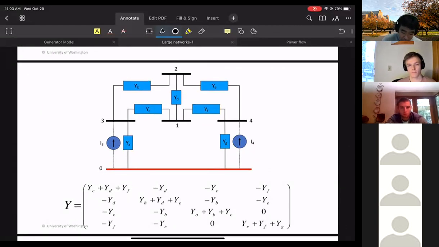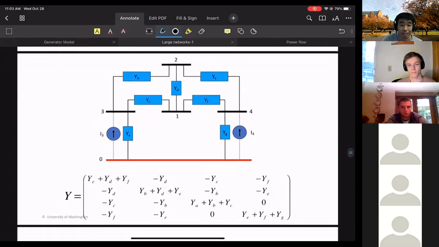So if you look at this Y matrix, you should notice something, right? What is special about this Y matrix? Well, it's got symmetry. It has quite a bit of symmetry. Namely, the diagonal term is the sum of the negative of the off-diagonal terms. Okay, this is one symmetry we have.